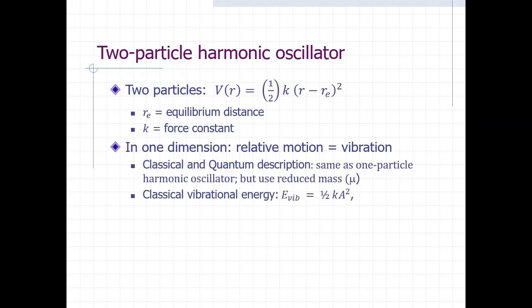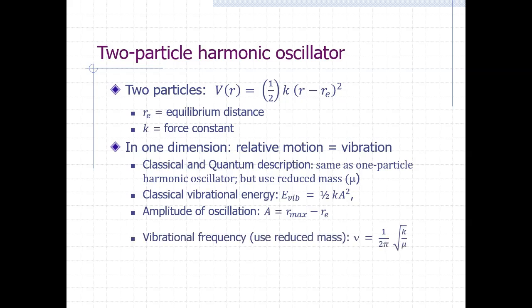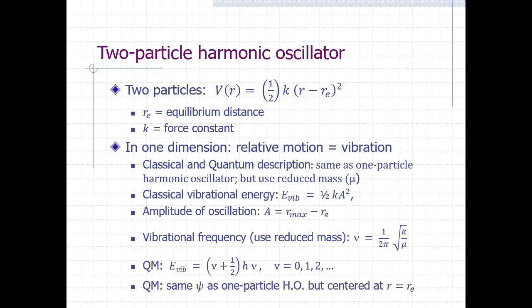The classical vibrational energy is 1/2 times K times A squared, where A is the amplitude of the oscillation. The amplitude of the oscillation is just the difference between the classical turning point and the equilibrium distance. The vibrational frequency, nu, is 1 over 2 pi times the square root of K over mu. In quantum mechanics, we find the energy is quantized. The allowed energies are v plus 1/2 times h nu, where the quantum number v is restricted to non-negative integers. The wave functions are the same as for the one-particle harmonic oscillator, but centered at the equilibrium distance.